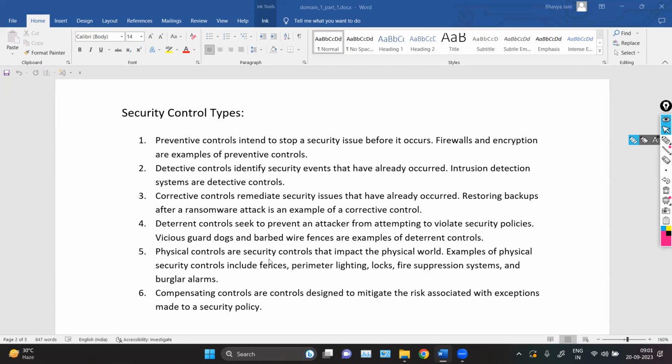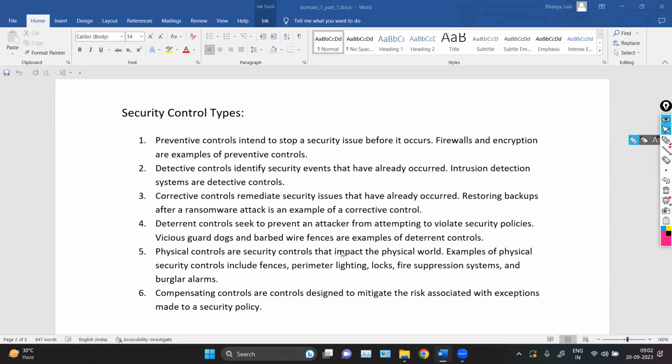So basically, it is similar to preventive controls, but we have two categories here: preventive and deterrent. They are somewhat the same, but the difference is that in preventive we take precautions to avoid the attack, and in deterrent we prevent the attacker from attacking the company. Basically, they both sound the same, but there's a difference. You can see the example for that.